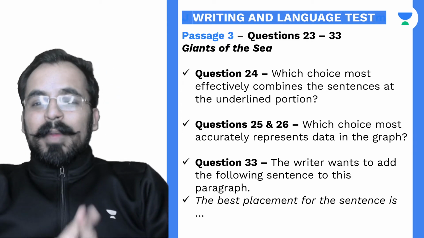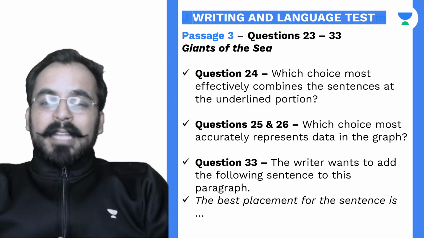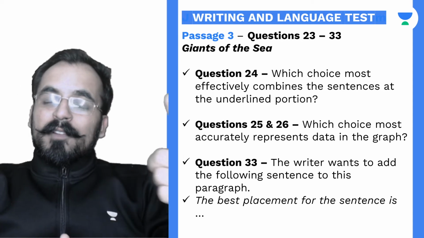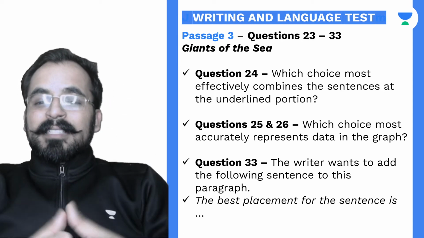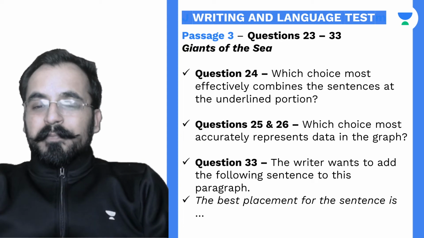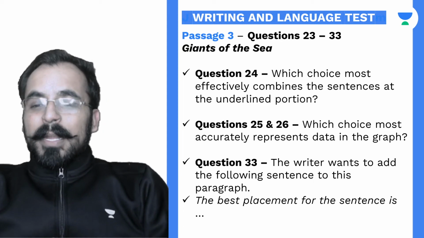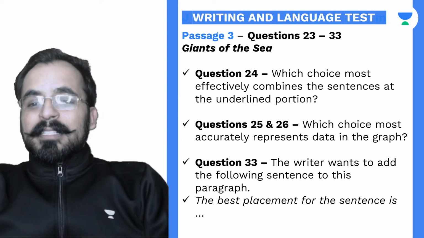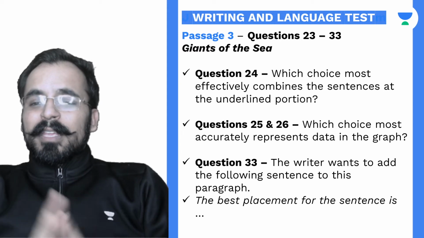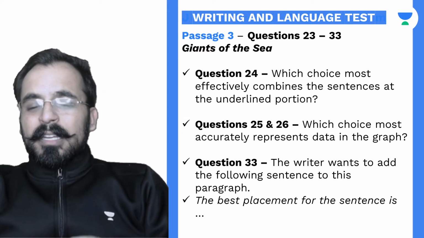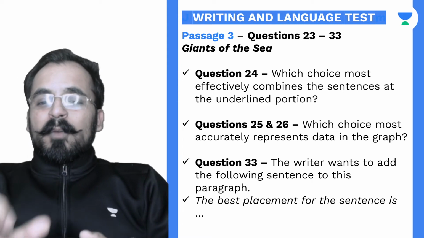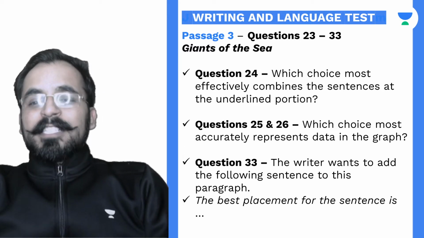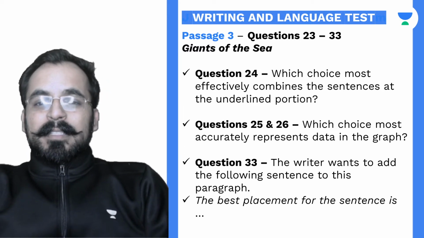Passage number 3, questions 23 to 33, titled Giants of the Sea. Question number 24, you had to look for an alternative which combines the sentences at the underlined portion. And questions 25 and 26, you had to see which choice accurately represents the data. So you could answer this question just by looking at the graph. Question 33, again a similar one. The writer wants to add a particular sentence and you were asked for the best placement for that particular sentence.